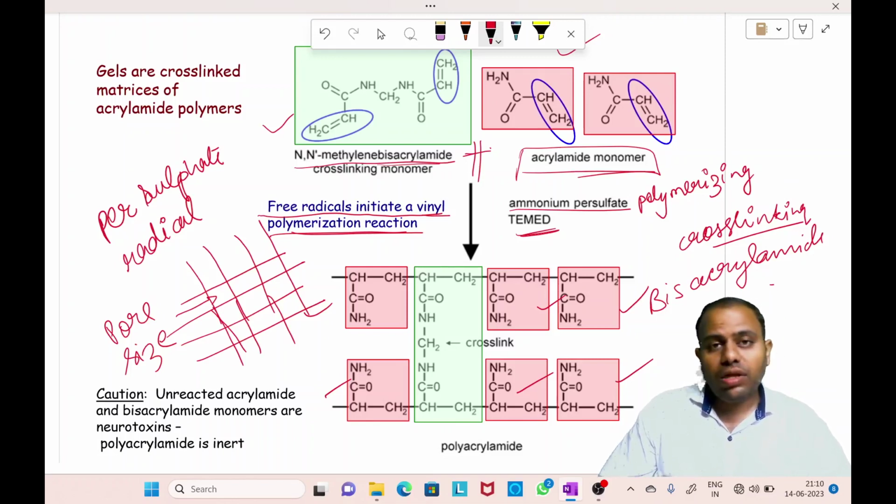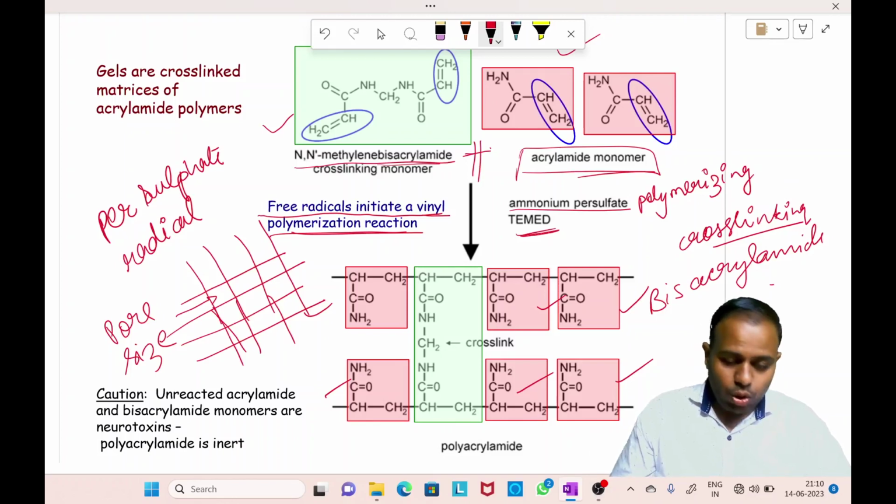So the concentration of acrylamide is generally adjusted depending on the molecules of proteins that you are going to separate. If the molecular size of the proteins is very large, then the pore size must be more, so the acrylamide concentration should be less.